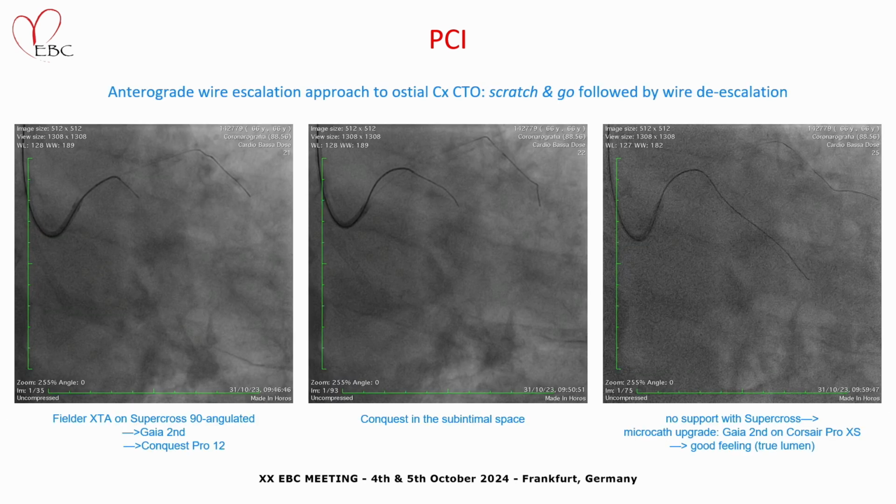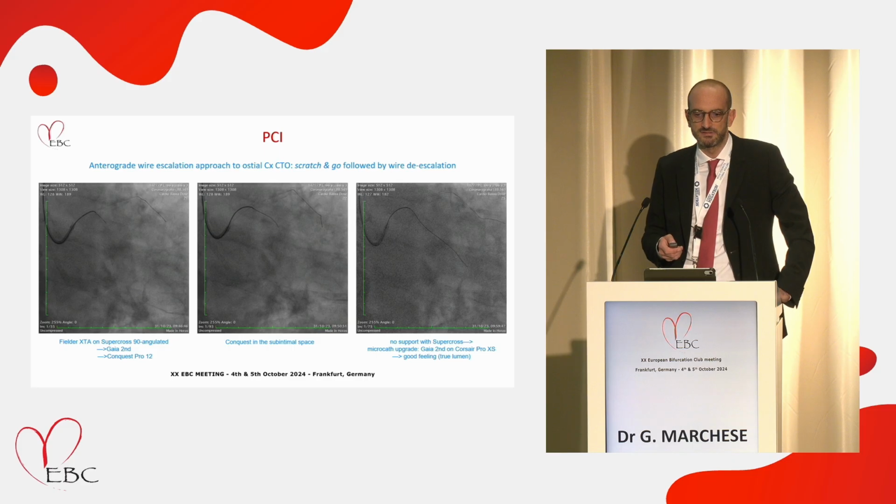And then we approached the ostial CX CTO. There was a bad angle, so we decided for a SuperCross 90-degree angulated microcatheter, and we started anterograde wire escalation, starting with Fielder XTA, that, as you can see, maybe has a good direction and maybe is intraplaque. Then we passed over with the Gaia Second with no big progression, and then with the Conquest Pro 12, we progressed a little bit, but clearly in the subintimal space.